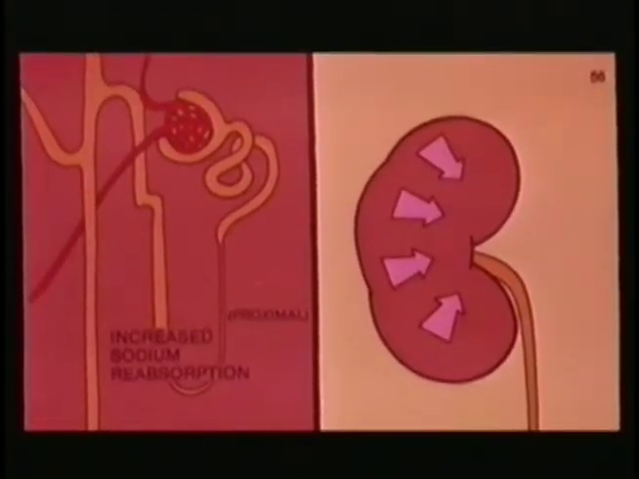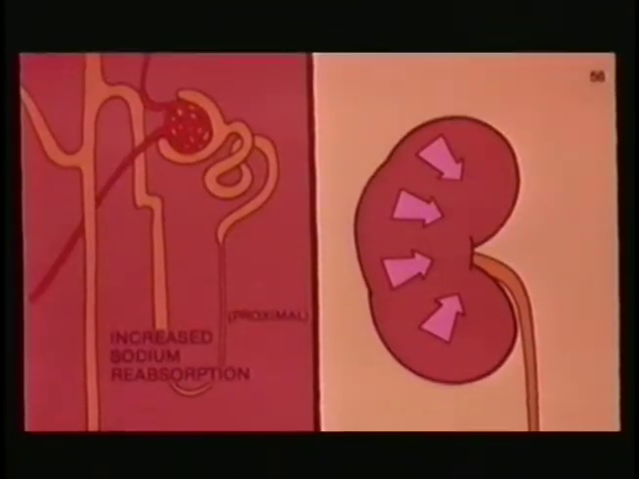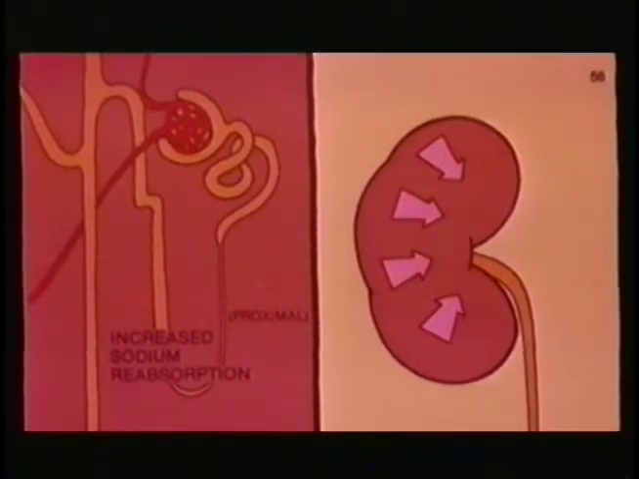Other mechanisms by which the kidneys reduce salt excretion are not so well understood. For instance, the proximal tubule and loop of Henle and collecting tubule seem to reabsorb an increased quantity of salt in states of intense salt conservation. Also, a redistribution of intrarenal blood flow away from the outer cortex may occur.